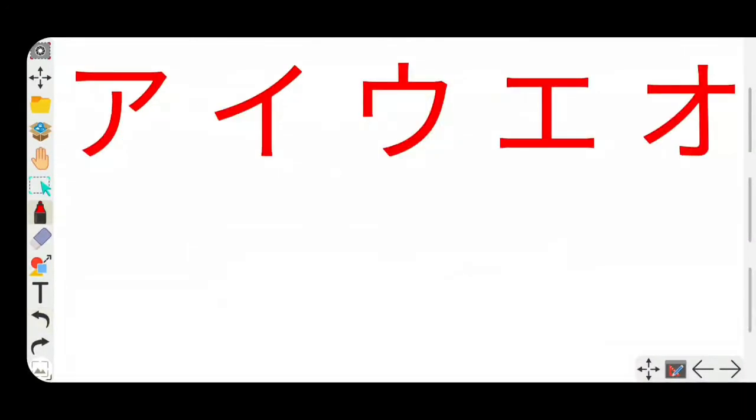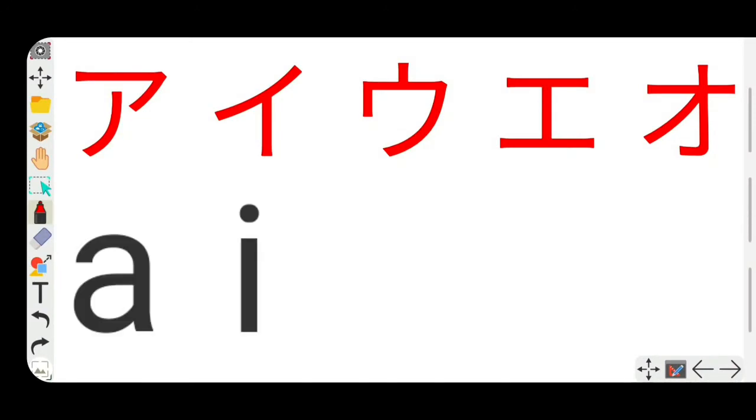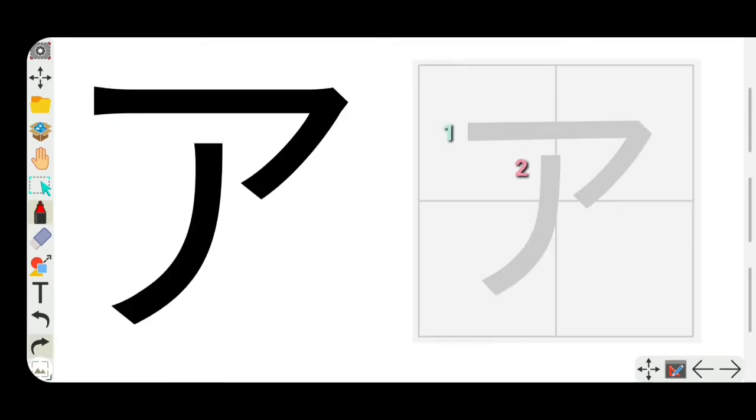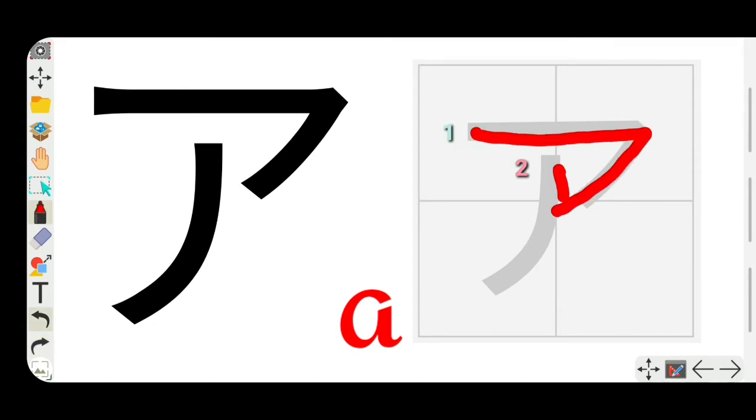So we are going to start with the vowels. So first we have the a, i, u, e, o. So we start with the letter A. So as you can see, we have numbers that would determine kung ano yung pagkakasunod-sunod ng pagsulat ng per letter or character ng katakana. So we have here number 1. So we have to start, sabi ko nga dun sa hiragana video ko, we have to start from left to right and from up to down. So we start here sa left, then bababa, then number 2, yan.